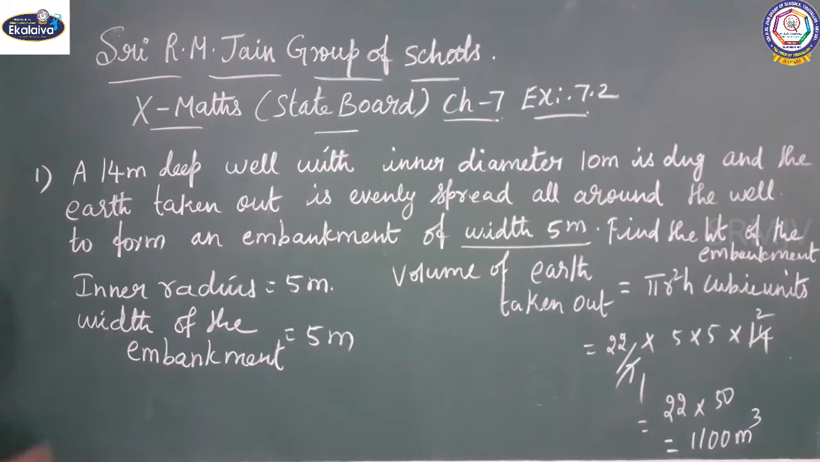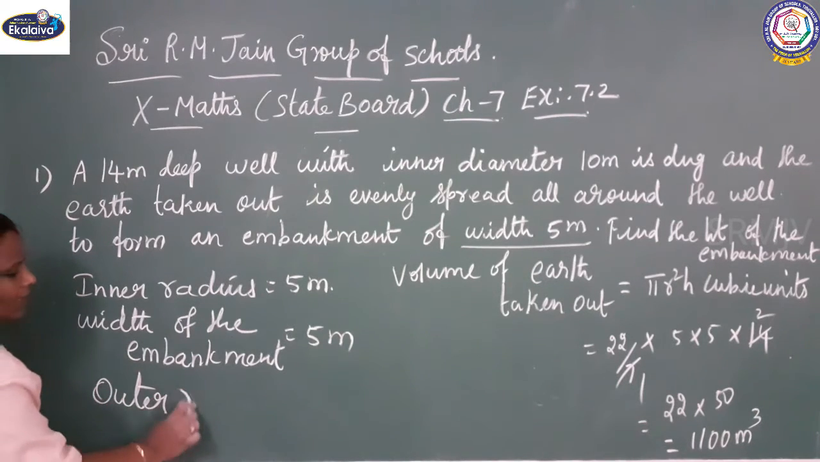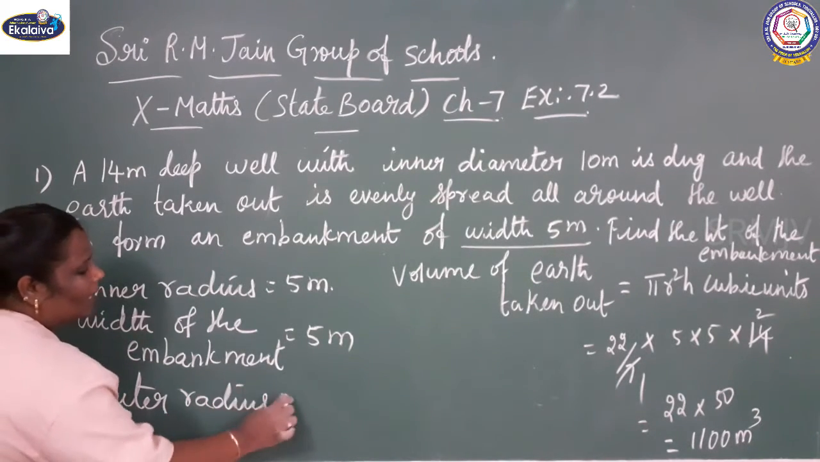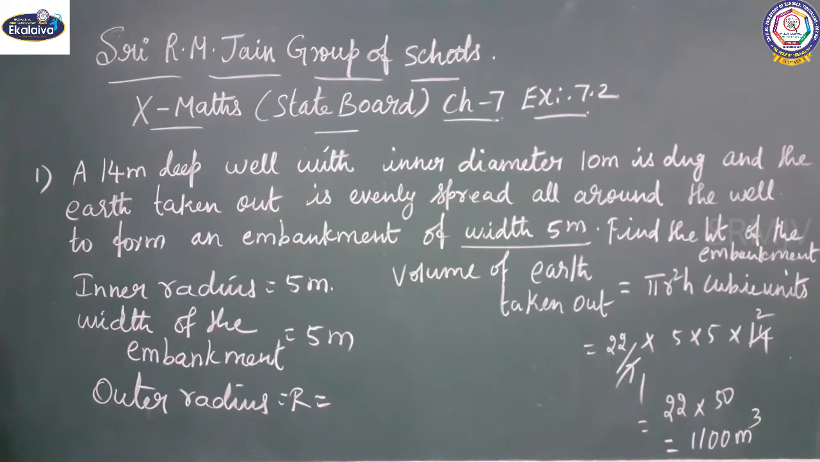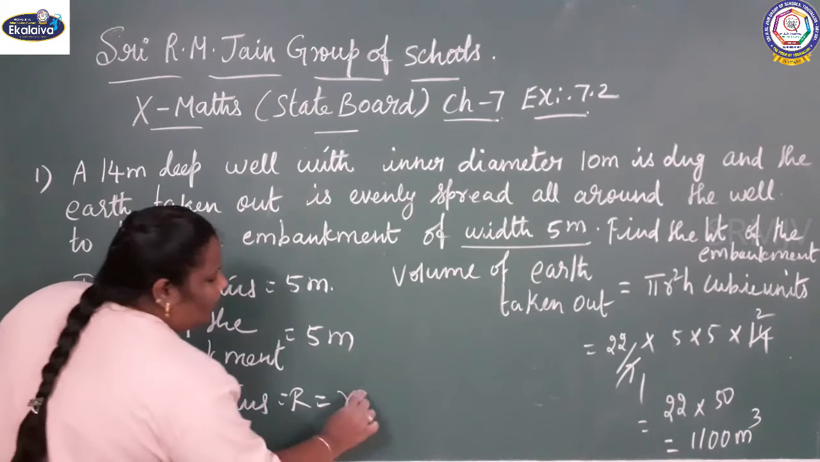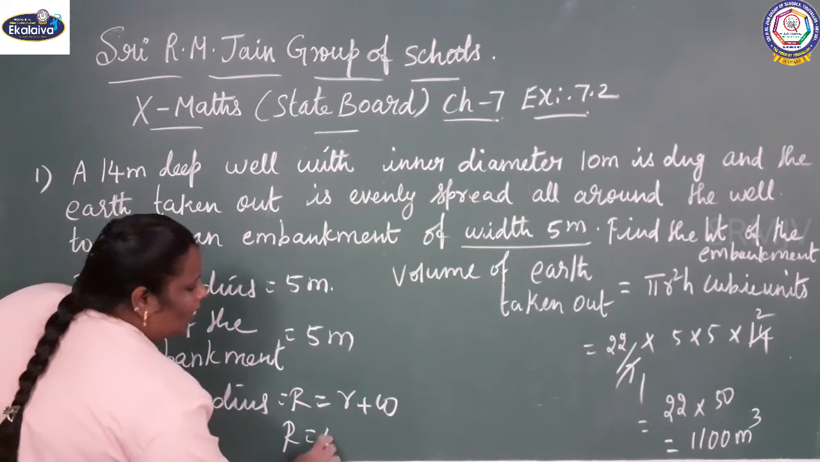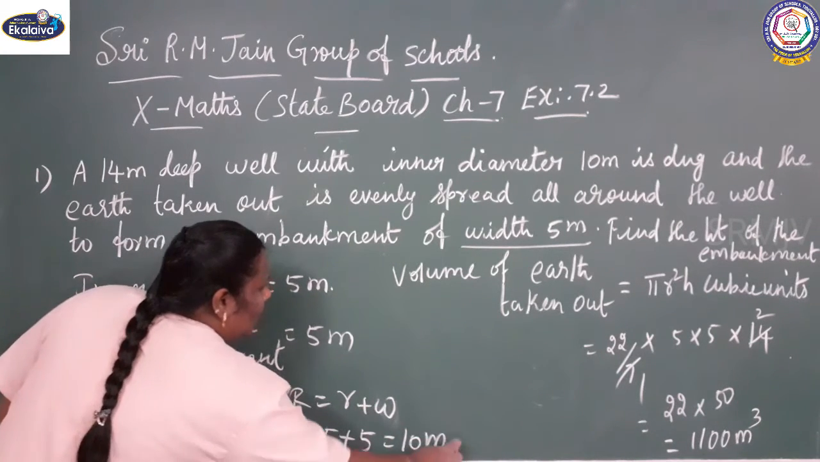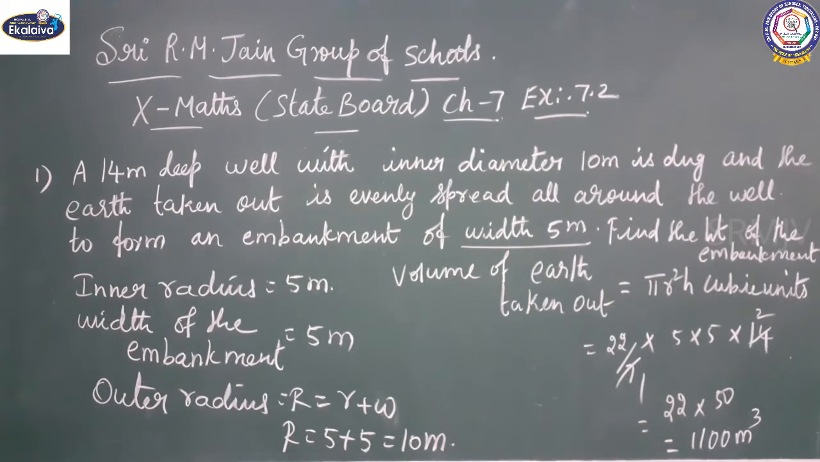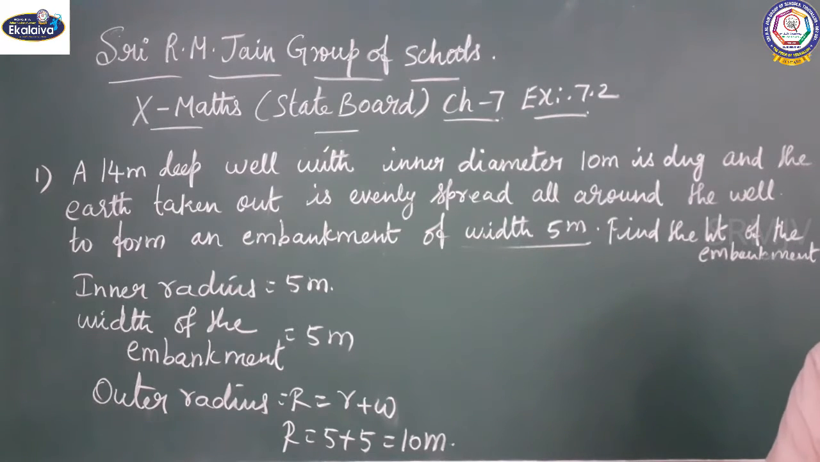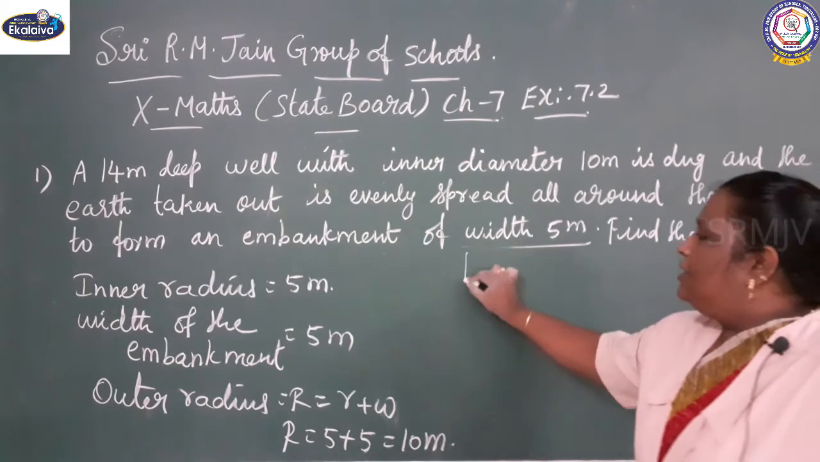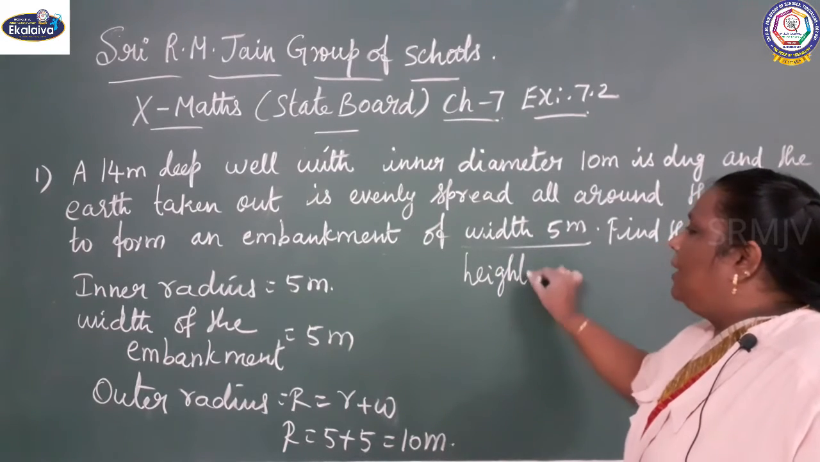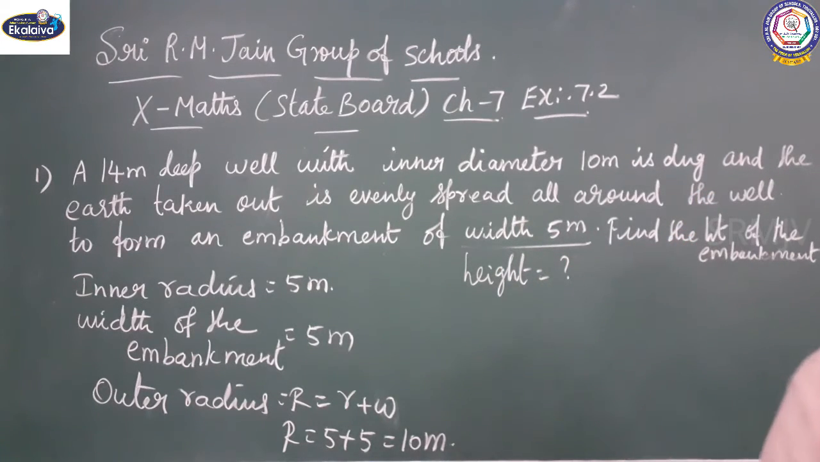You should find out the outer radius. Capital R equals small r plus w, which is 5 plus 5, equal to 10 meter. So now you should find out the height of the embankment.